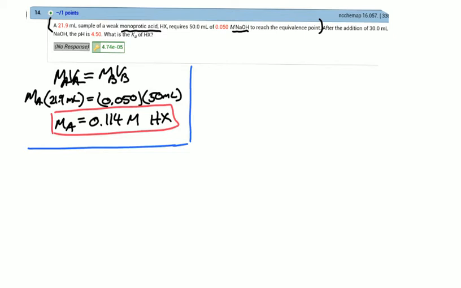Alright, so in the second part, they say after addition of 30 milliliters, so the same titration, just at a different time, probably before the equivalence point, the pH was 4.5, and they want to know what the Ka of the acid was. So since we're looking for pHs at some time in the titration, remember that's a good time to draw a before and after table. So I'm going to do that.